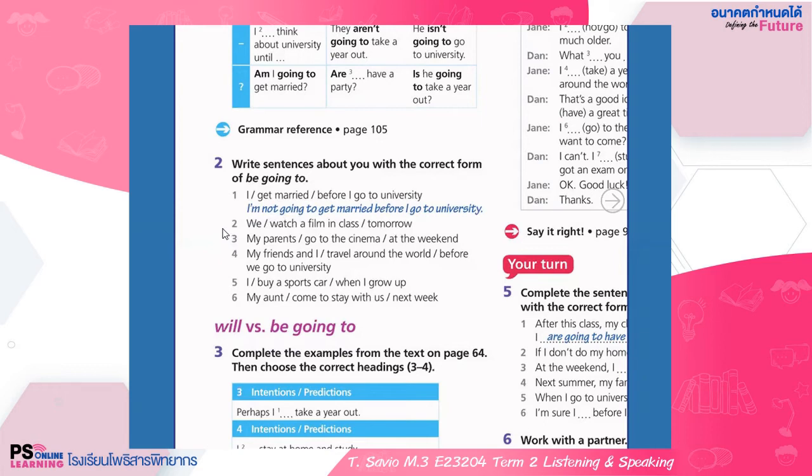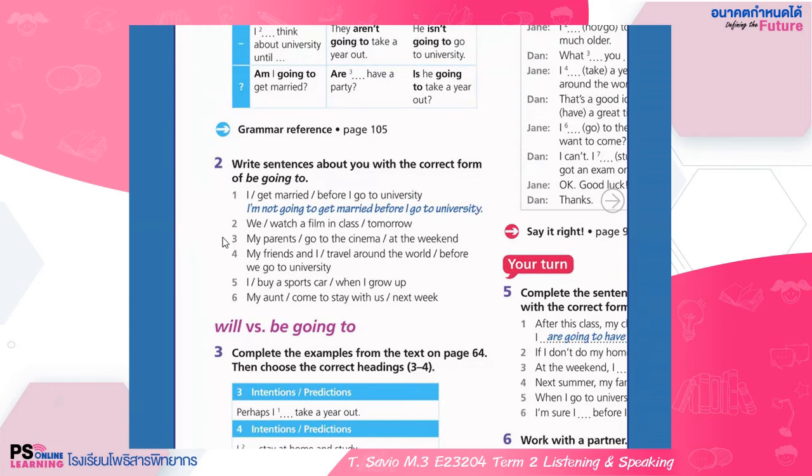Let's do number 2. Let's do all these orally. Number 2. We watch a film in class tomorrow. The affirmative form will be we are going to watch a film in class tomorrow. And the negative form, we aren't going to watch a film in class tomorrow.